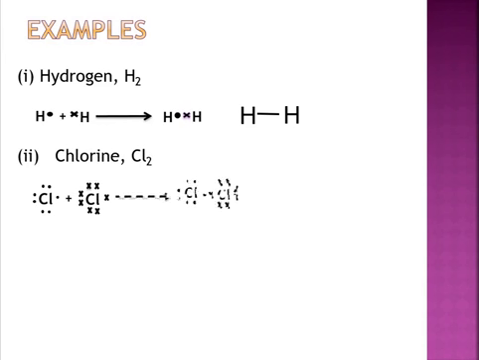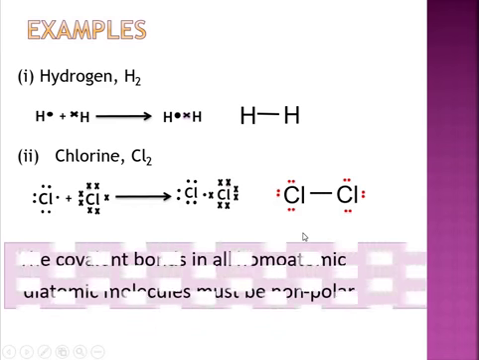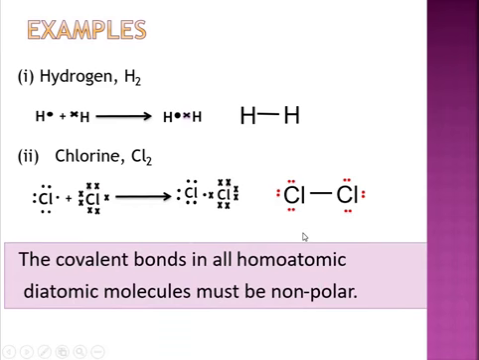Another example is of chlorine gas. The chlorine gas consists of diatomic molecules. In the chlorine molecule, the two chlorine atoms share one electron pair. And due to their same electronegativities, they attract this shared pair equally. Now from these examples, we can conclude that covalent bonds in all homoatomic diatomic molecules must be non-polar. Homoatomic molecules are the molecules which consist of only one type of atoms.